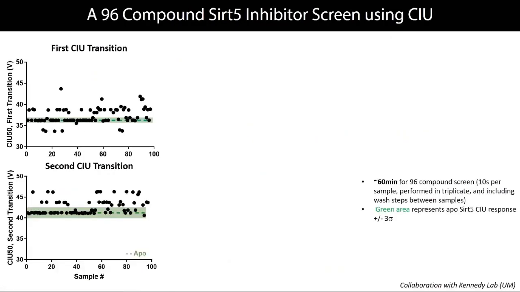So we took basically a 96 compound screen as our first test here for Cert 5. And again, this is now data where we're tracking this first CIU transition on this y-axis against the compound library. You can see some of these transitions, the vast majority of them indicate no change from APO. That's what this green area represents, a plus or minus 3 sigma value for the CIU response for APO.